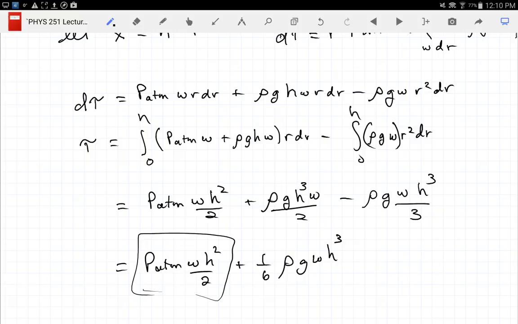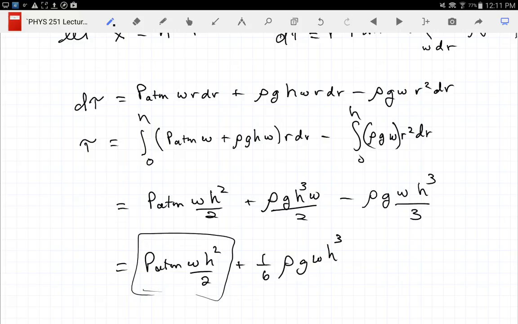And so the net torque is just going to be the second term, the 1/6 rho g width times height cubed. So that's an example of... Say that last part one more time. What was that?